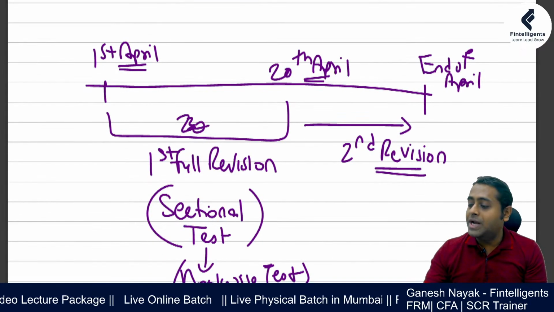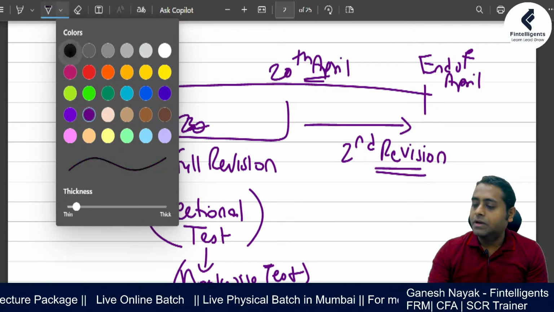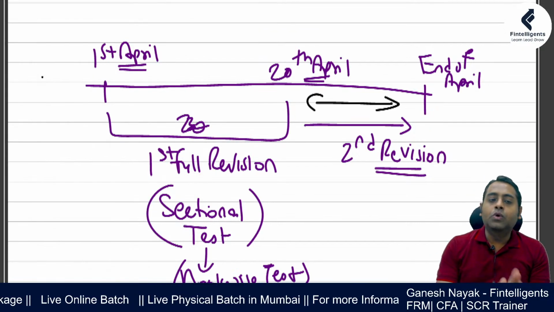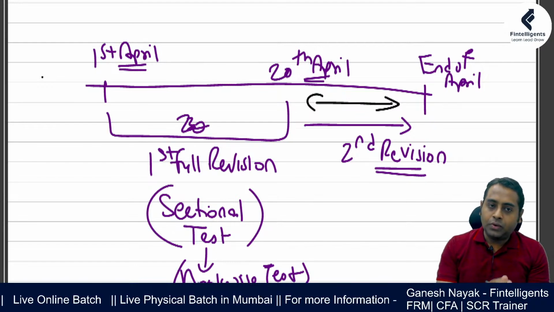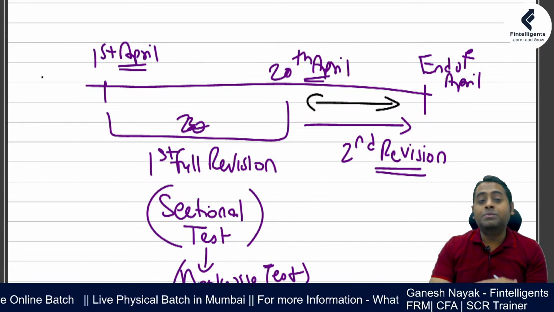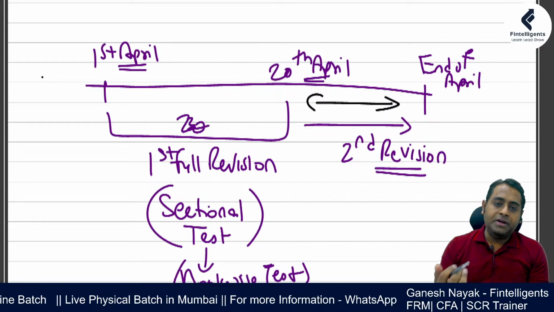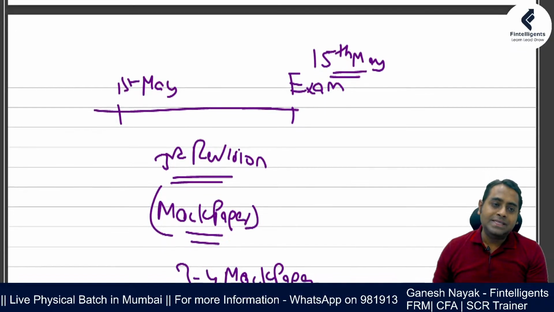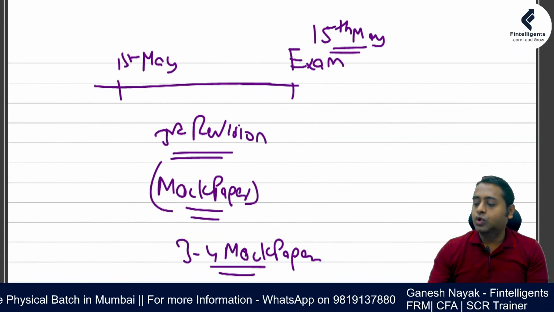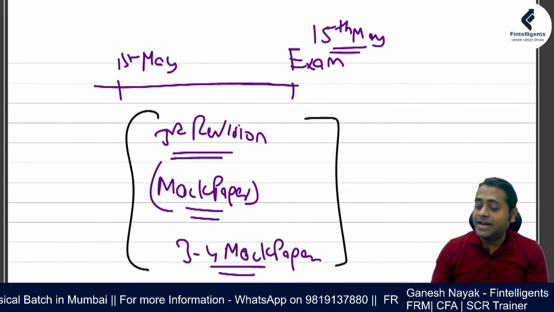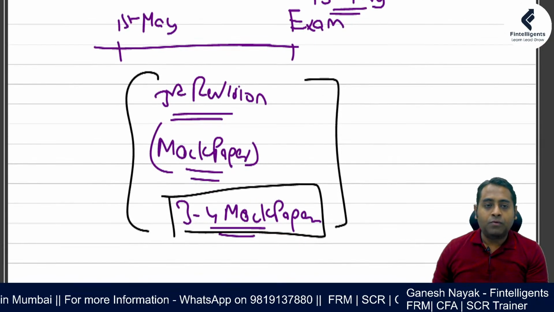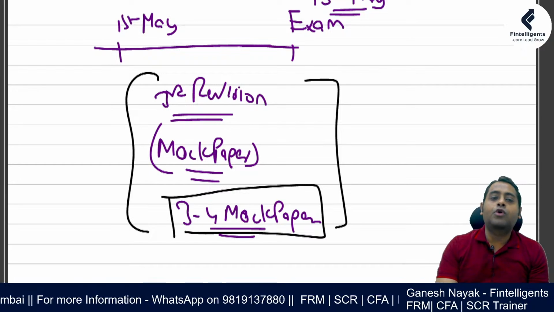Now from the 20th of April till the end of April, try to go and do your second revision. This should be faster, focusing only on difficult topics or weak areas. And then from the 1st of May till your exam date, which I'm assuming is 15, you should be focusing on the third and final revision and do 3 or 4 mock papers. That should be your overall strategy.